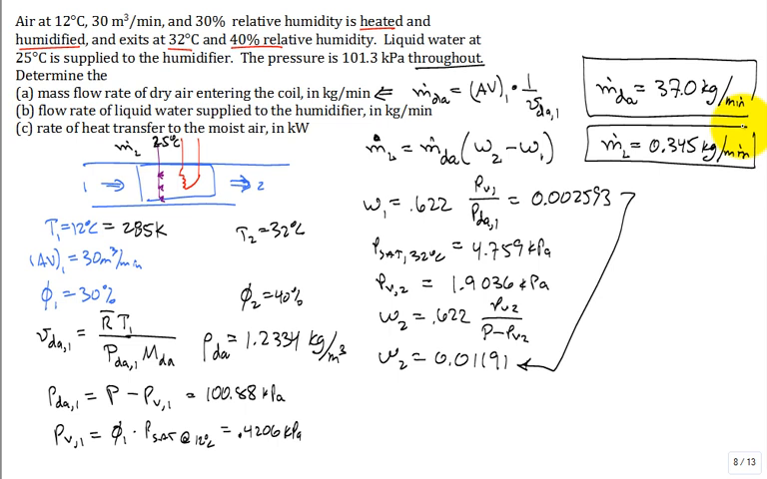So I just found that saturation pressure at 12 degrees Celsius, it's 1.4 kilopascal. Did I write it down wrong? At which temperature? 12 degrees Celsius? Yeah, 1.402, and then I multiply by 30%, 0.3. Look good? Any other comments on this?